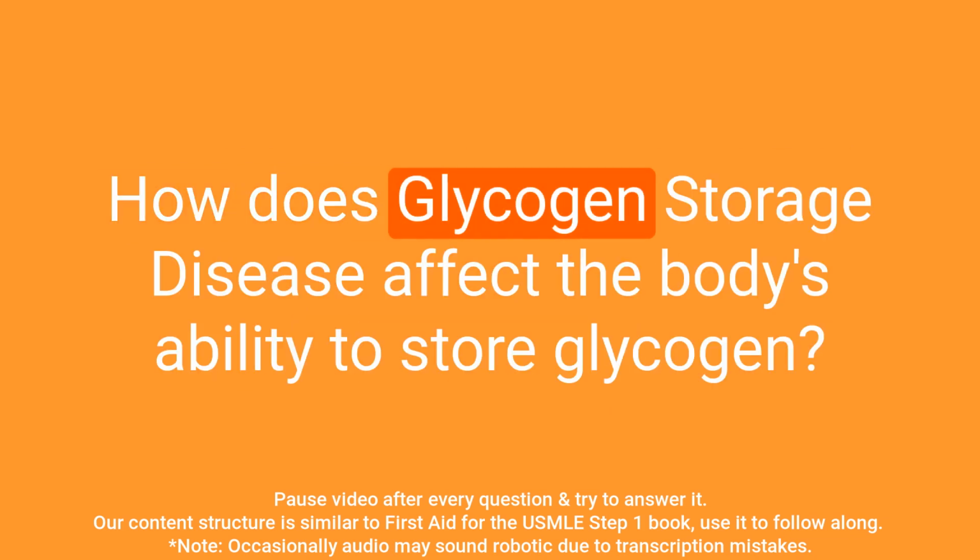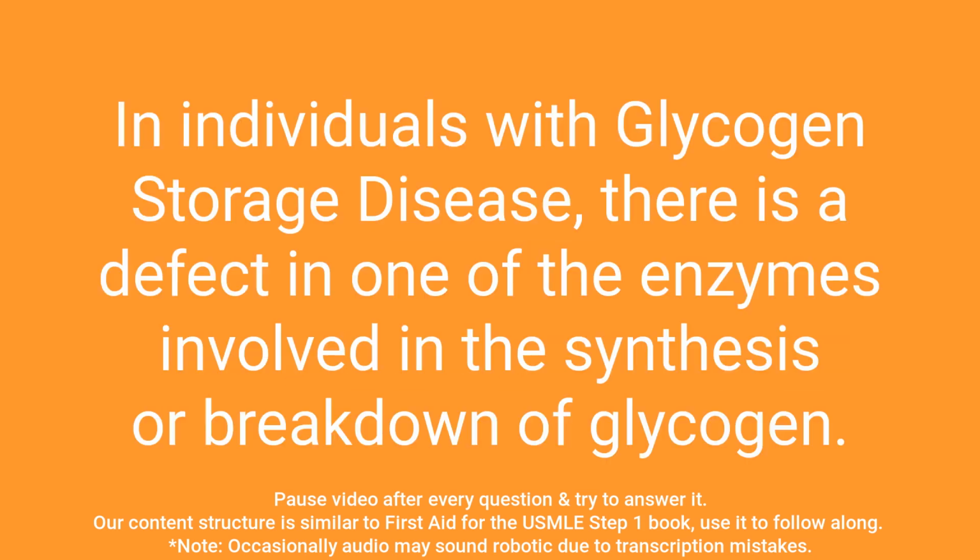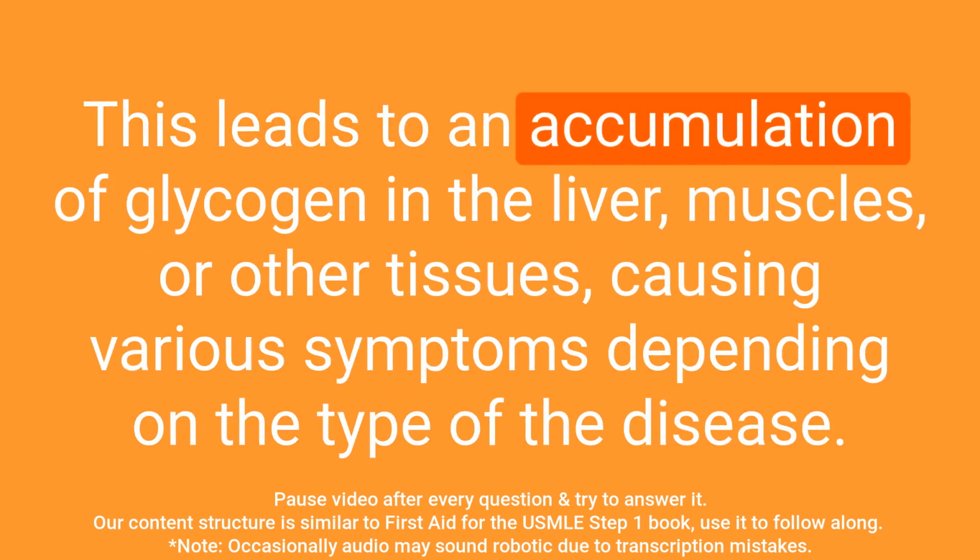Question: How does glycogen storage disease affect the body's ability to store glycogen? Answer: In individuals with glycogen storage disease, there is a defect in one of the enzymes involved in the synthesis or breakdown of glycogen. This leads to an accumulation of glycogen in the liver, muscles, or other tissues, causing various symptoms depending on the type of the disease.